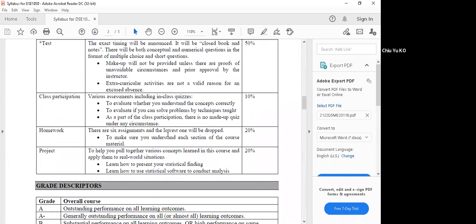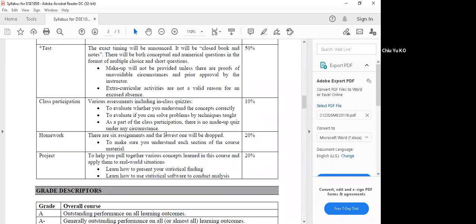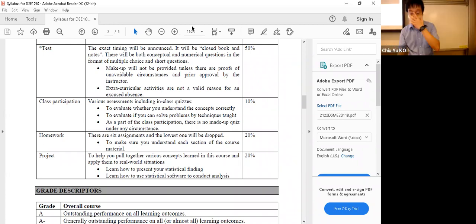The next 10% is class participation. We'll do many things just to give you some motivation to come to class, because I know having a mask is very difficult. That's why they can't see me. Sorry about having a black screen.